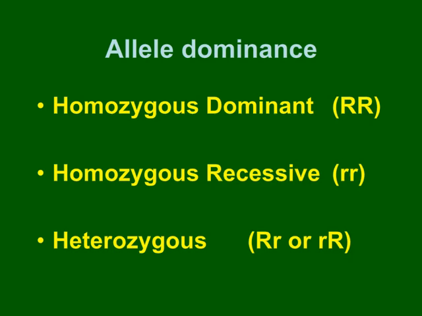And finally, you can be heterozygous. Remember, hetero just means different, so you have two different copies of the allele. That is, you're big R, little r, or little r, big R. And the order of the R's here doesn't make any difference. As long as you have one big R and one little r, you're said to be heterozygous. And in the case of complete allele dominance, you're going to have the dominant phenotype, just like somebody that's homozygous dominant. The only chance you have of expressing the recessive phenotype is having both copies of the gene being recessive, that is, like little r, little r.